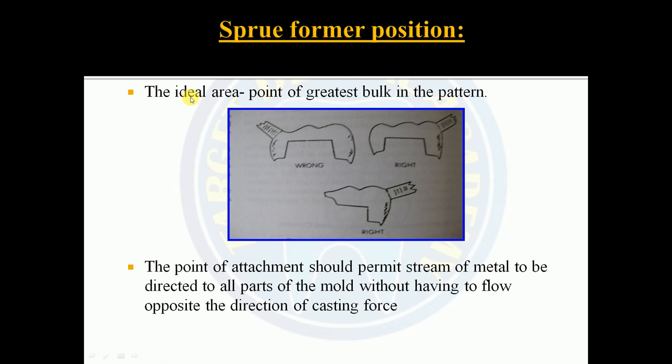Sprue former position, the ideal area is the point of greatest bulk in the pattern, it should be equally bulky. The point of attachment should permit the stream of metal to be directed to all parts of the mold without having to flow opposite the direction of the casting force.